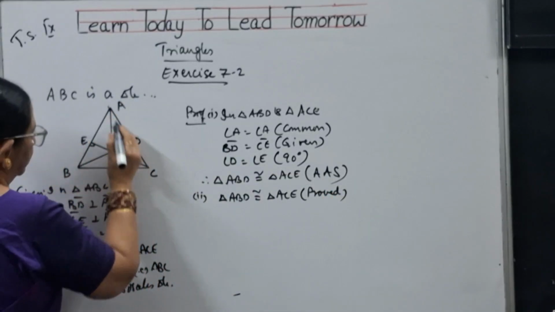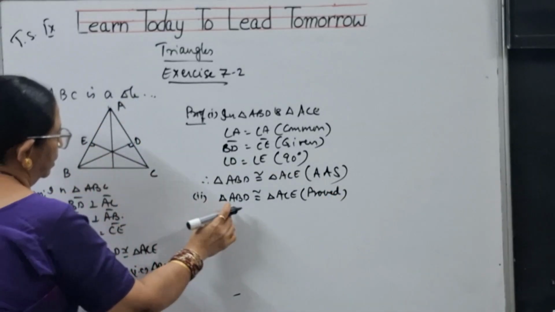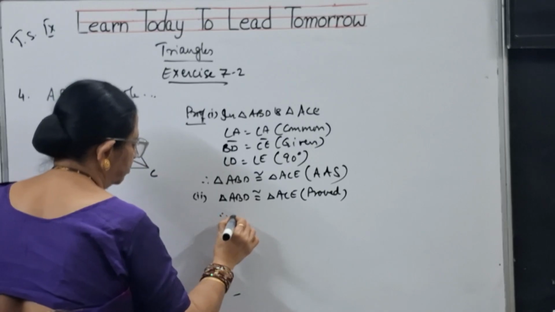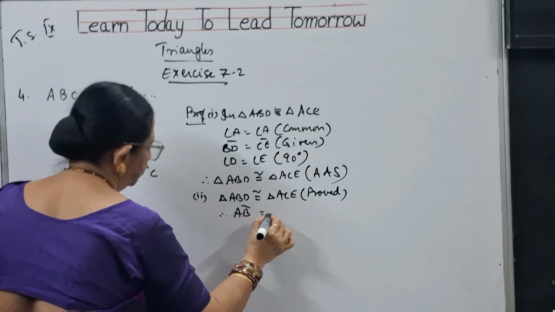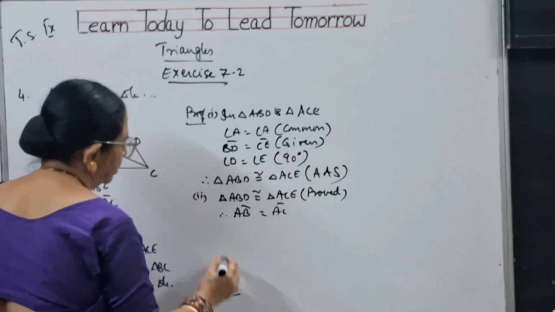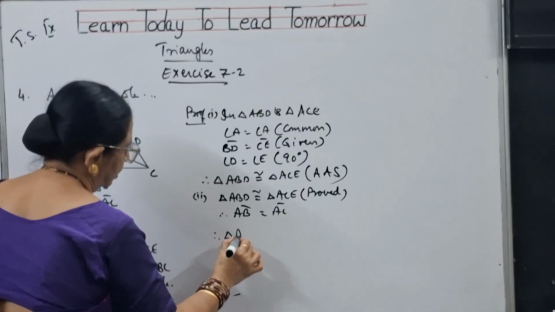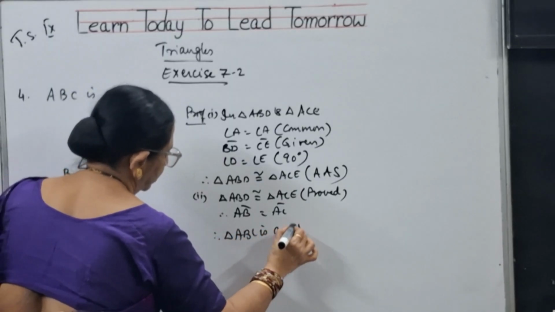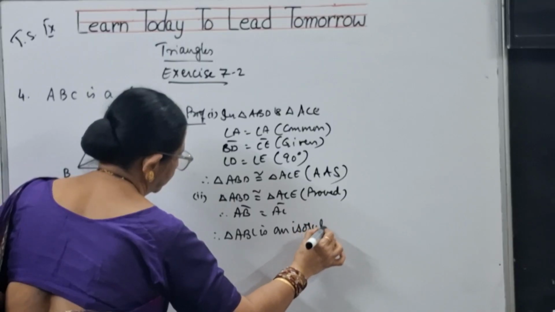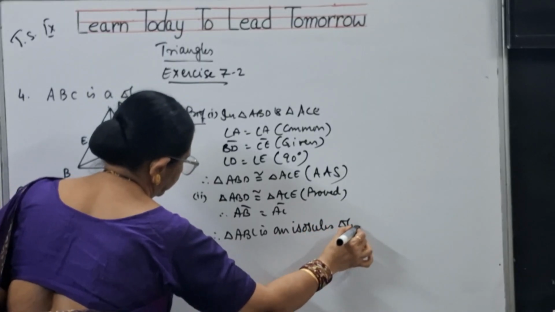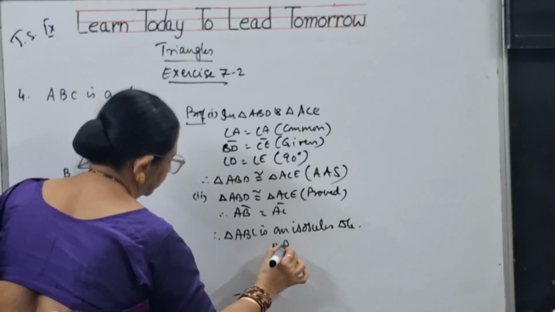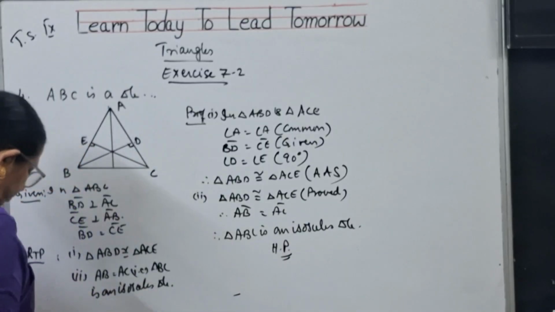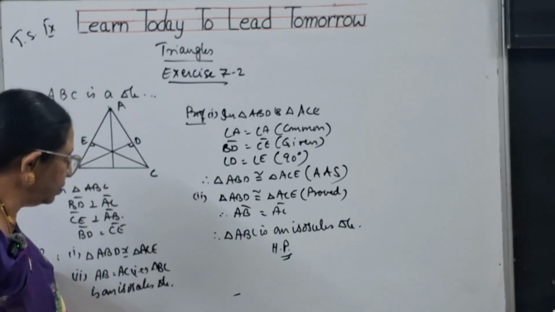Triangle ABD, triangle ACD. These two triangles are congruent, which means AB is equal to AC. Therefore, triangle ABC is an isosceles triangle. Hence, proved. This is the proof, children.